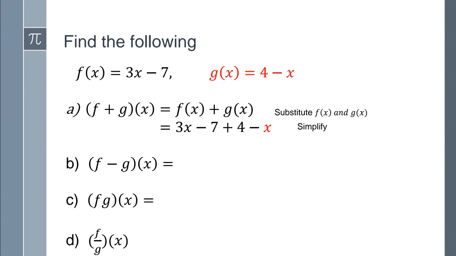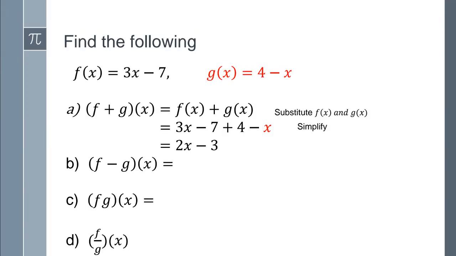And then I have two constants, right? I have two numbers that don't have variables. So I have the minus 7 and the plus 4. So minus 7 plus 4 is a minus 3. So the final answer is 2x minus 3. And that is my answer. When I add function f with function g, I'm going to get 2x minus 3.